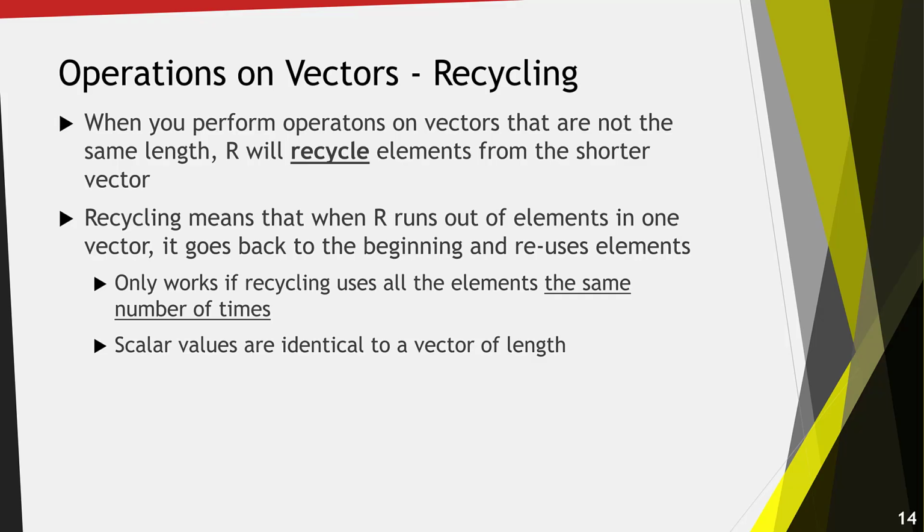Now, recycling only works if all the elements in the shorter vector are used the exact same number of times. So what that means is the longer vector needs to be an even multiple of the length of the shorter vector. If not, R is going to generate a warning exception. Scalar values, so individual numbers, are identical to a vector of length 1, so they'll always be able to be recycled across a vector of any length.